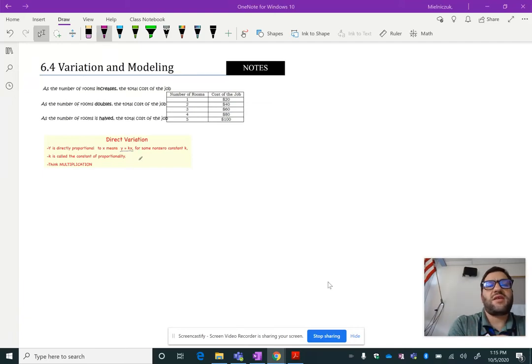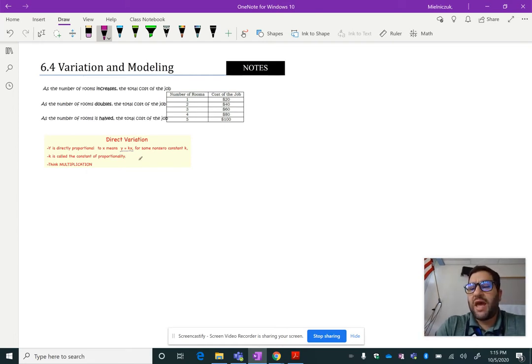All right, in lesson 6.4, we are going to take a look at variation. Now, variation can come in three different ways. You can have direct variation, you can have inverse variation, and you can have joint variation. Okay, so to start, let's look at a situation where variation even makes sense.